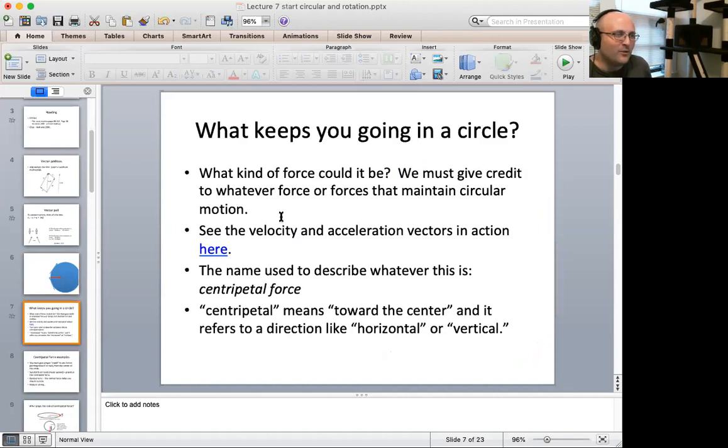So continuing on with the rest of the slides, what keeps you going in a circle? So what kind of force could it be? The answer is it can be any different kinds of force that you could imagine. Centripetal just means toward the center, and it refers to a direction. So if it's the Hulk spinning a tank around, he's pulling inward on that barrel, probably also supporting it vertically too. But what gives you the circular motion is the force inward.